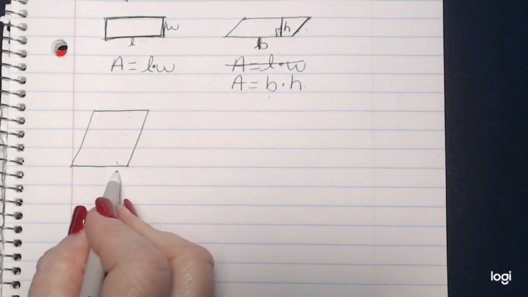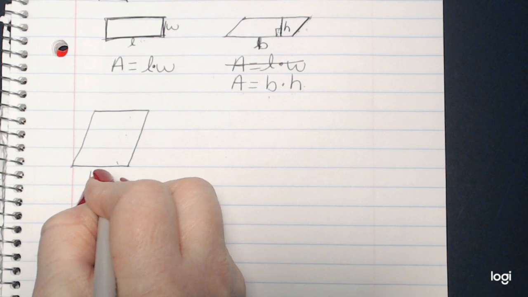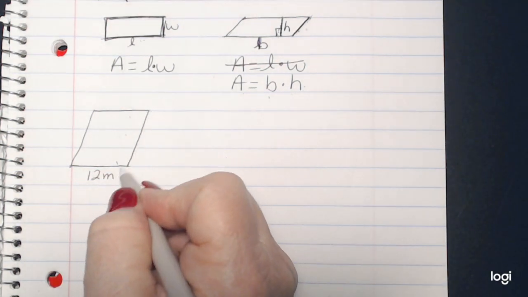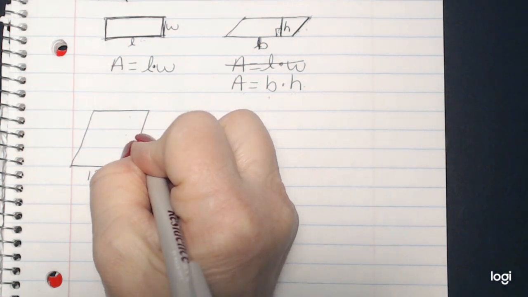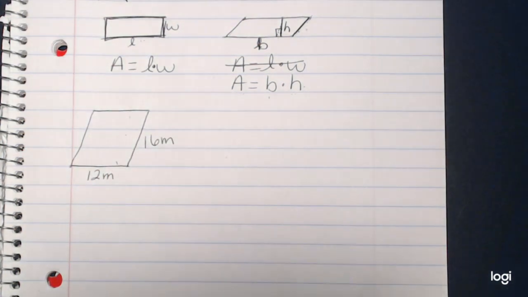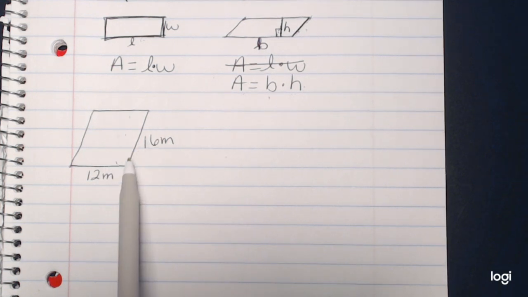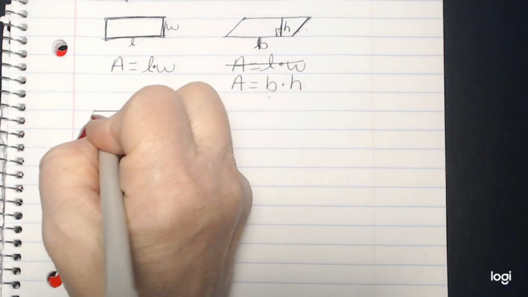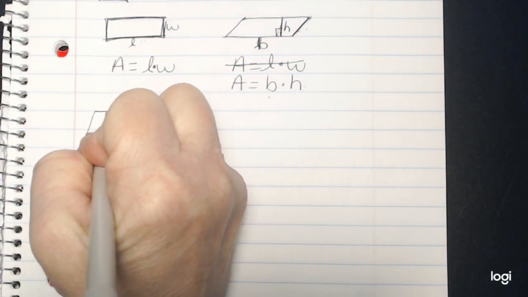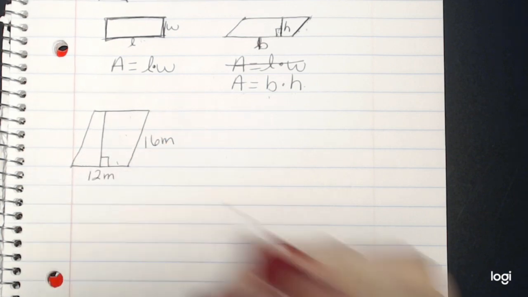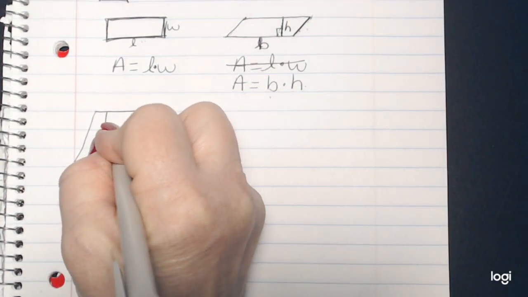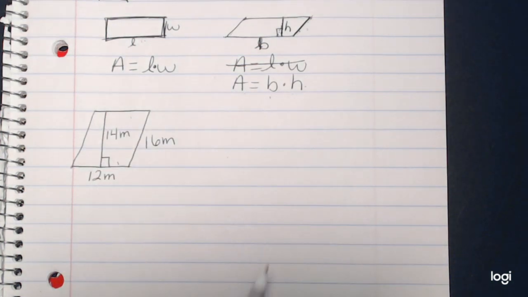If I told you that the base down here is 12 meters, and I told you that the diagonal right here is 16 meters, do you have enough information to find the area? No, you don't, because the area of a parallelogram is base times height. This is not a height, this is a diagonal. So I would need to share with you a measurement that goes from the top straight down, makes a right angle, and if I told you that that was 14 meters, now solve the area of my parallelogram.